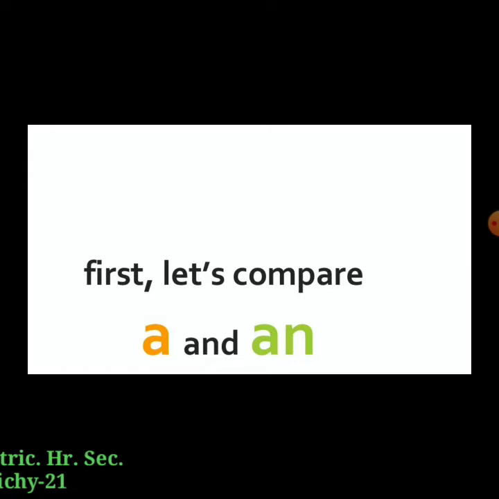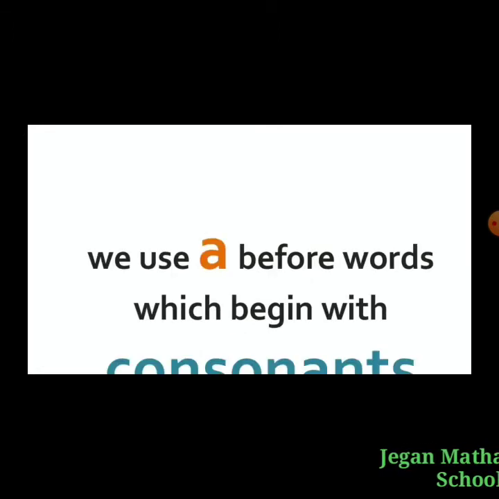So here, for example, an apple. Apple starts with a vowel, so we can use an. Pencil, a pencil. It has a consonant sound. So singular pencil, but that is a consonant sound, so we can use a. We use a before words which begin with consonants.